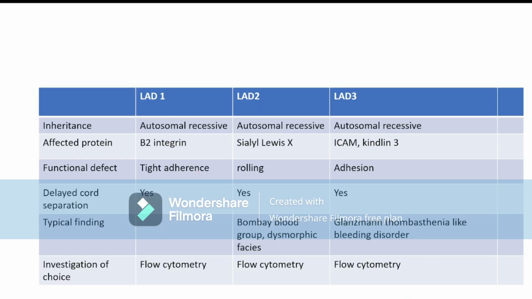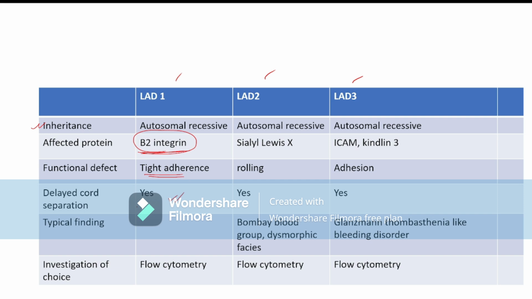So what are the different types of LAD? As I discussed, LAD is divided into three types: type 1, type 2, and type 3. These are all autosomal recessive disorders, and the affected protein for LAD1 is beta 2 integrin. As I say, integrin is for the tight adherence. So there is a functional defect of the adherence, and there is a history of delayed cord separation.